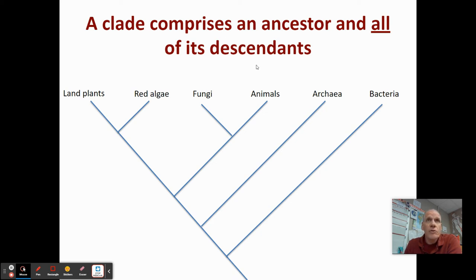So let's look at a few clades. Here's one clade. There's the ancestor and all of the descendants of this particular ancestor, land plants and red algae. Here's another clade showing an ancestor and all of its descendants, animals and fungi.